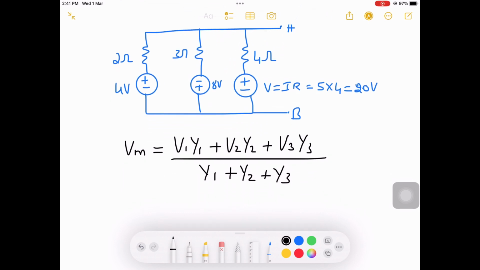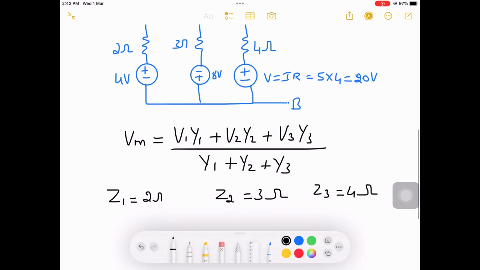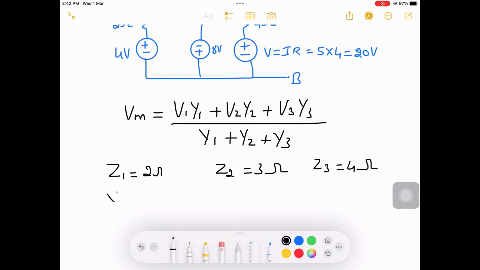I can get a single voltage source. So here Z1 is given as 2 ohms, Z2 equal to 3 ohms and Z3 equal to 4 ohms. From this I need to obtain the admittance Y1 equal to 1 by Z1. If you do 1 divided by 2, it will be 0.5 mho. The unit of admittance is the inverse of ohms.